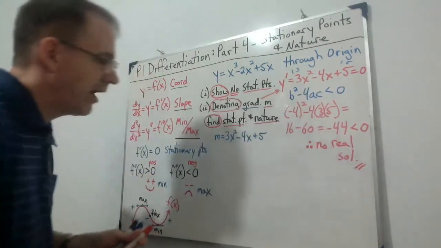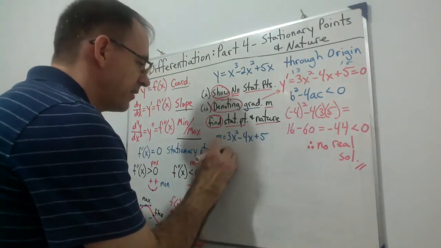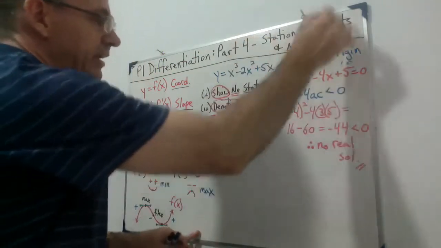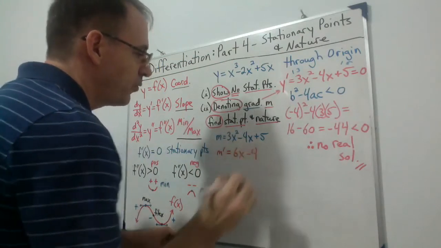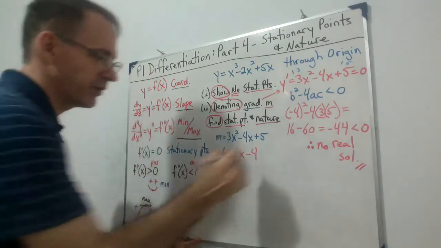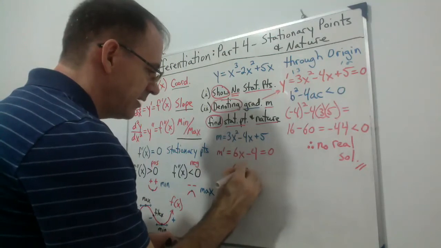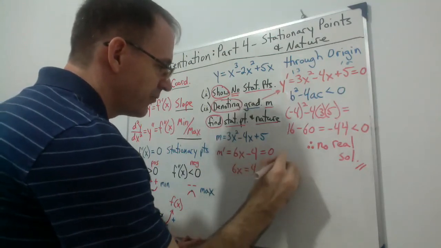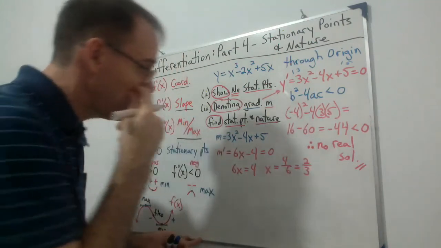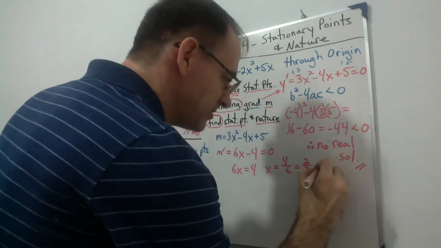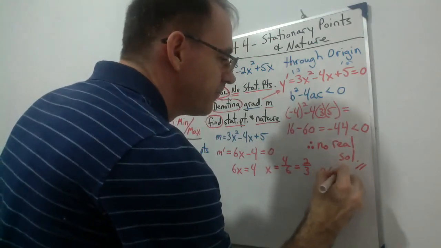So now we want to find our first derivative of m, because that's where we get stationary points. So this is now 6x minus 4, and our stationary point is where the slope equals 0. So now we get 6x equals 4, x equals 4/6, which equals 2/3. So now our stationary point is located at 2/3.